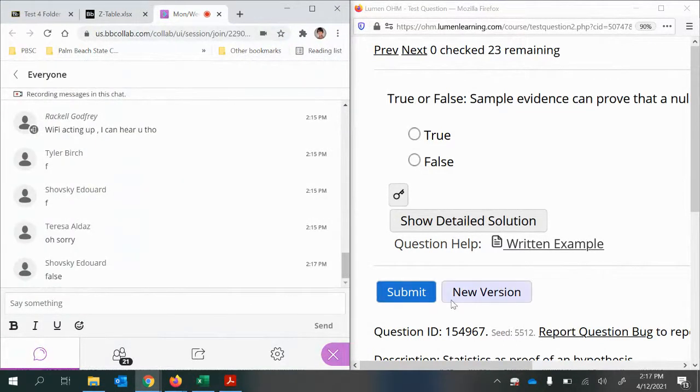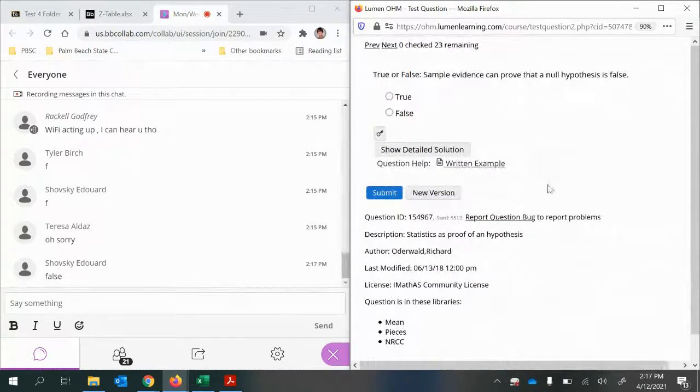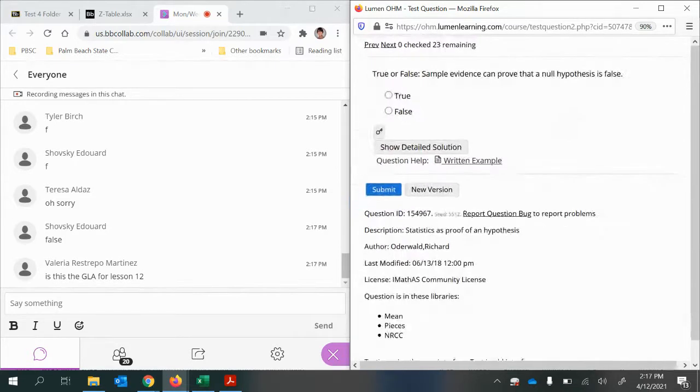False, says Shavsky. Okay, so only one answer there. Any thoughts on if you agree with Shavsky or why you would agree with Shavsky? Yes, Valeria, we're working on GLA 12 today from the beginning because we were just trying something new today, to see if it was helpful, instead of jumping around from question to question, to just start at the beginning of the lesson and go through one by one.